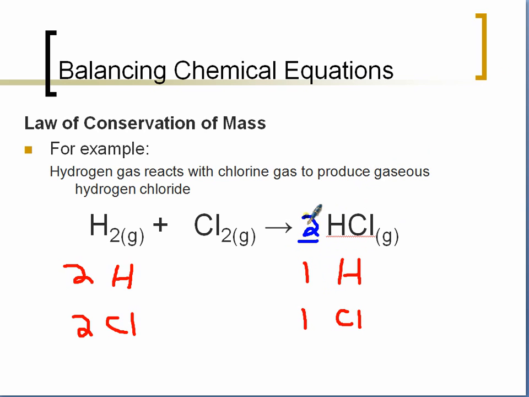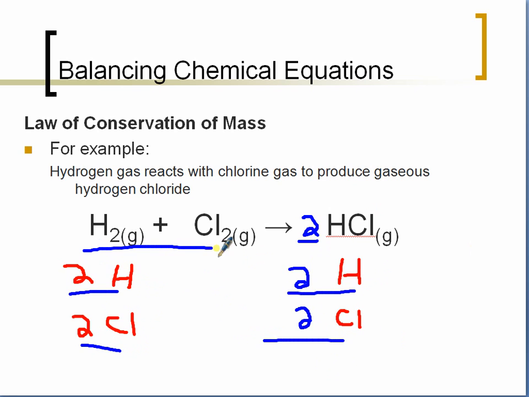Now I've got to do some math. So now I have 2 hydrogens. So that's no longer 1. That is now 2. And I also have now 2 chlorines. So I'm going to write 2 here because of this 2 that I put there. So now I have 2 hydrogens on the left, 2 hydrogens on the right, 2 chlorines on the left, 2 chlorines on the right. That is now a balanced chemical equation. This is the correct answer.